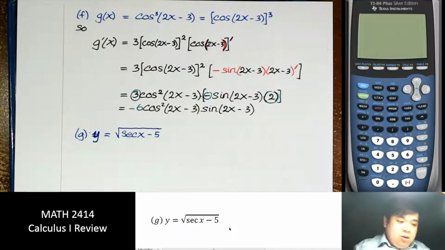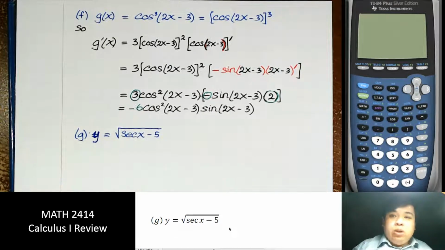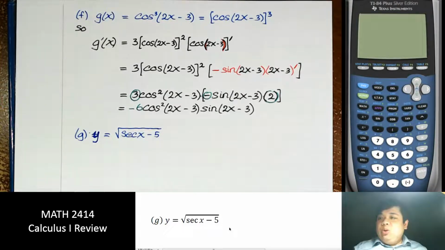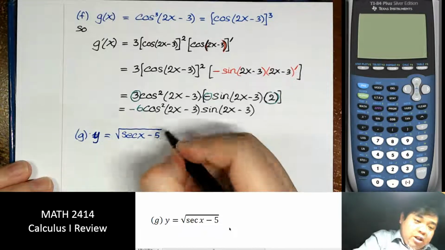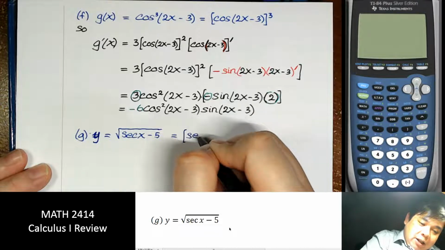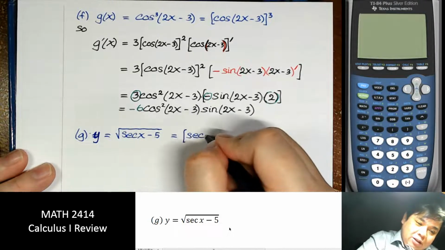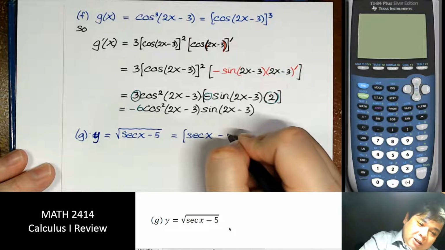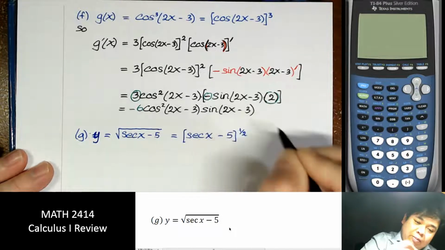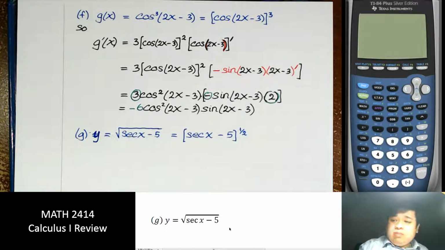Right. So, square root. You cannot really take the derivative with the square root. We have the power rule though. So, it will be better if we just have everything in power. Right. So, we write the problem like that. It'll be easier to take the derivative.